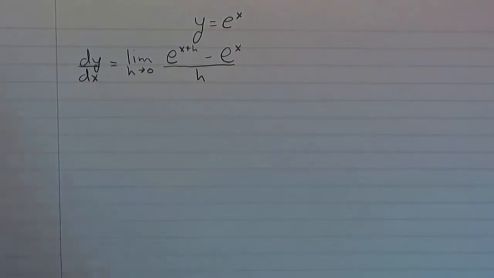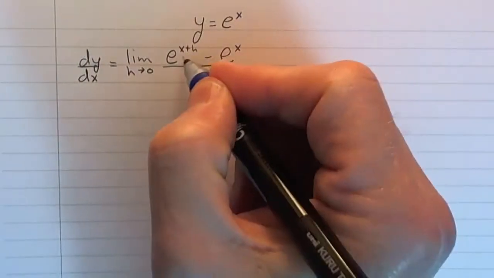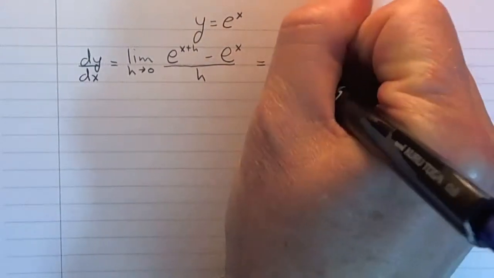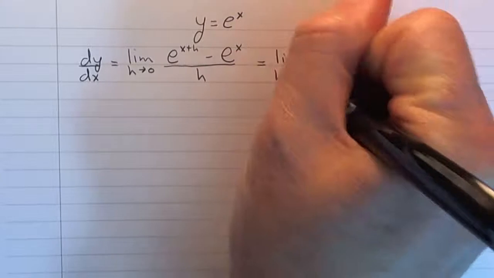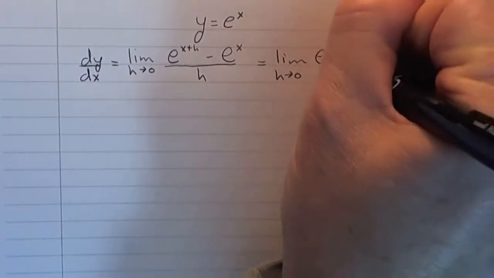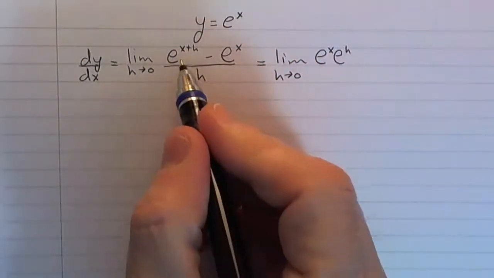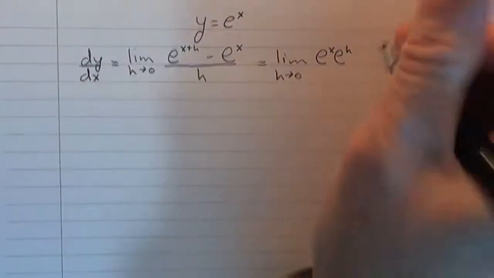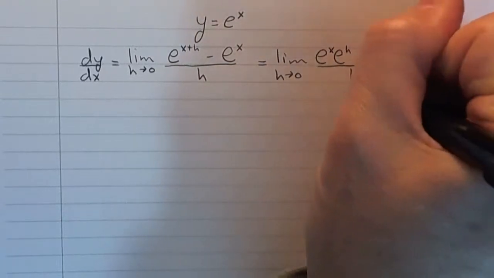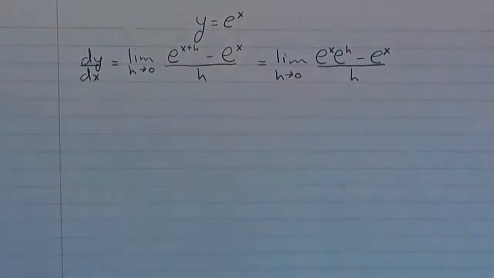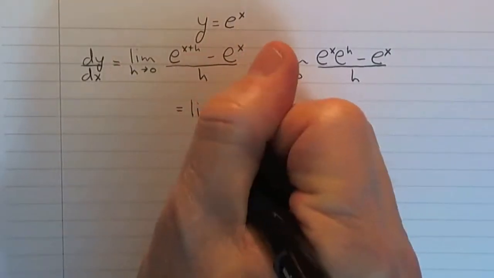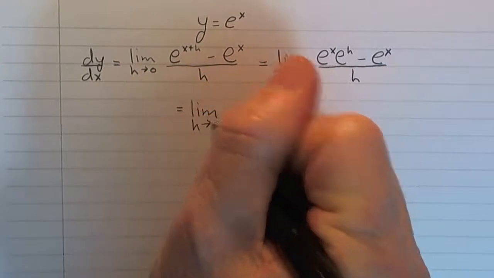So now notice here, I could rewrite this. I could say this is the limit as h goes to 0 of e to the x times e to the h, just a property of exponents here, minus e to the x, over h. And then notice I can factor out the e to the x. So here's what we've got. We've got the limit, this is the derivative, the limit as h goes to 0.